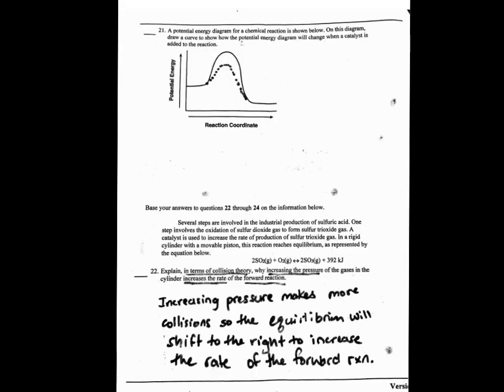Okay, so we need to draw the potential energy diagram, how it will change when a catalyst is added. So the purpose of the catalyst is to lower activation energy. So the activation energy is from here to here. So we just need to show a lowered amount, going from here to here. That's all you need to do.